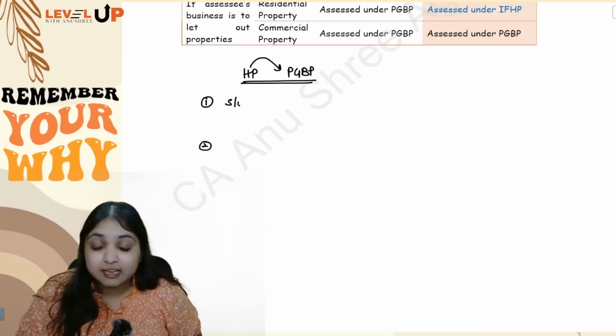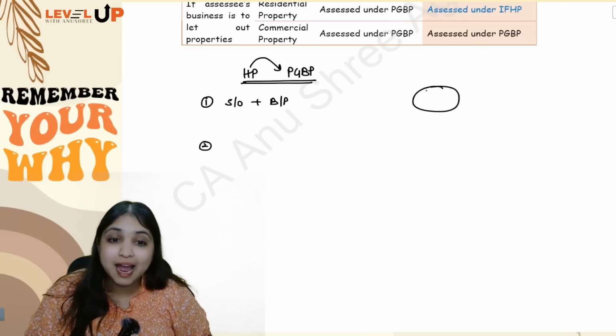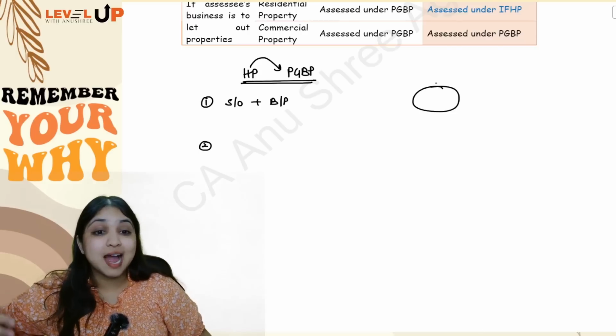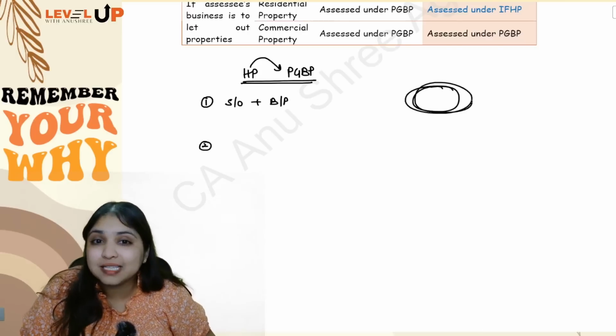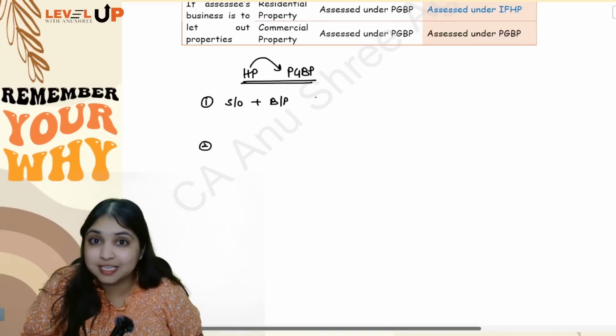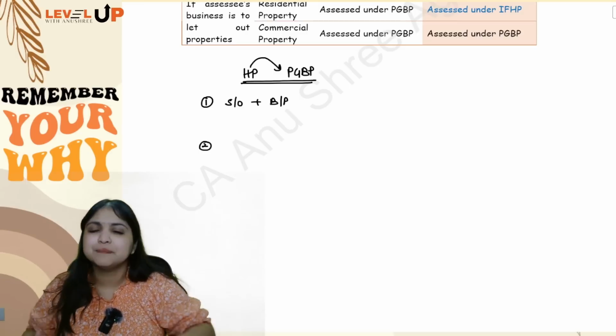Situation number 1, if the property is self-occupied for business or profession. For example, I have a house and I'm carrying on my profession from this house. Let's say I'm carrying on my CA practice from my house. So in this case, my house is being self-occupied for my business or profession. So this whole house will not come under IFHP, it will go under PGBP.